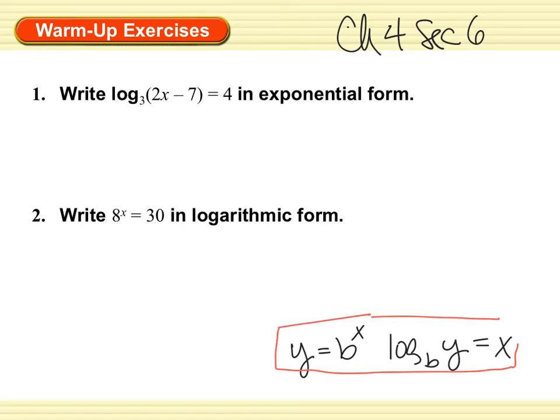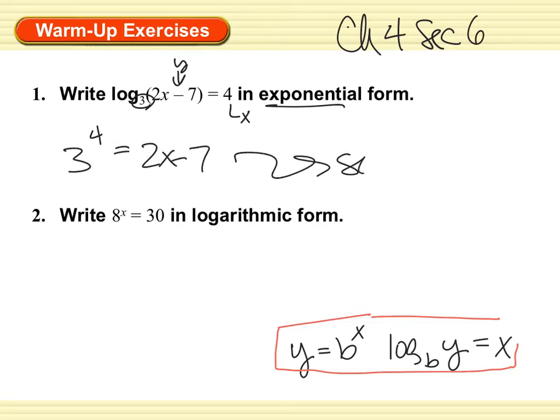Right, so let's put this in exponential form. So there's my base, this is my y, and here's my x. So we have 3 to the 4th equals 2x minus 7. Okay, now in this lesson, we are going to learn how to solve this, which isn't too bad.